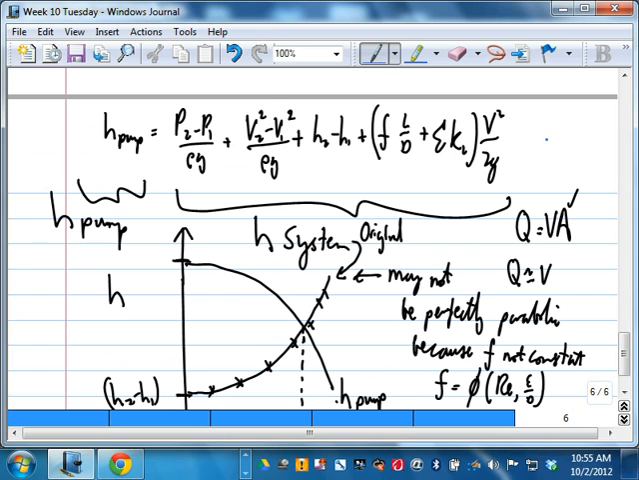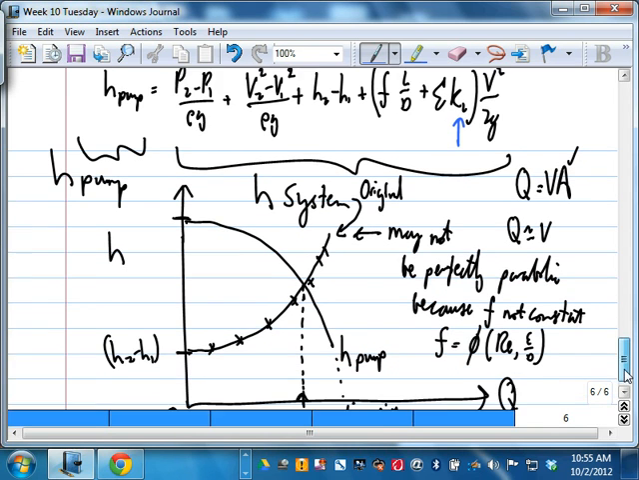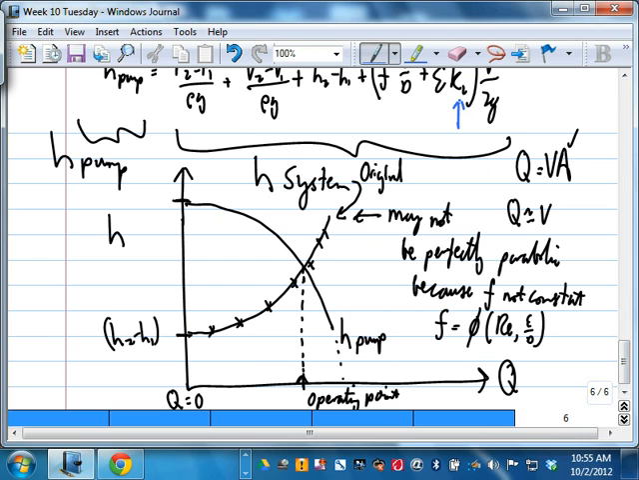When you play around with the valve, maybe your K_L goes up. Your minor losses go up because you didn't close it off completely, but you close it off a little bit. So this one goes up. In this case, the new curve will look something like this. It'll still start off here, but it will move up like this.